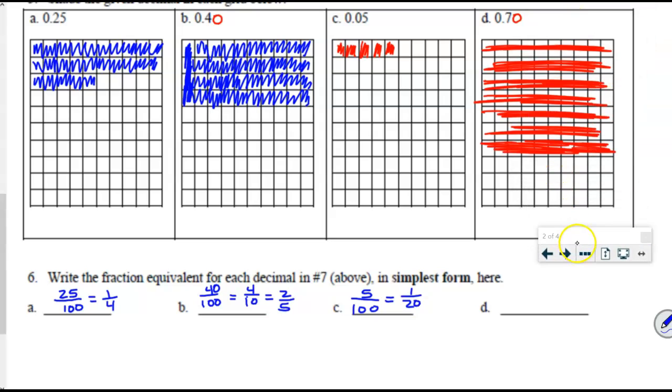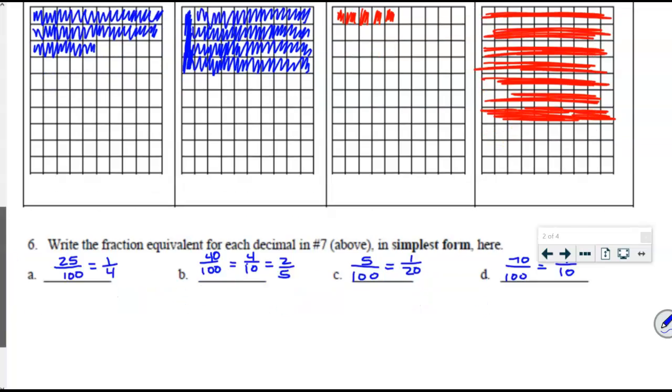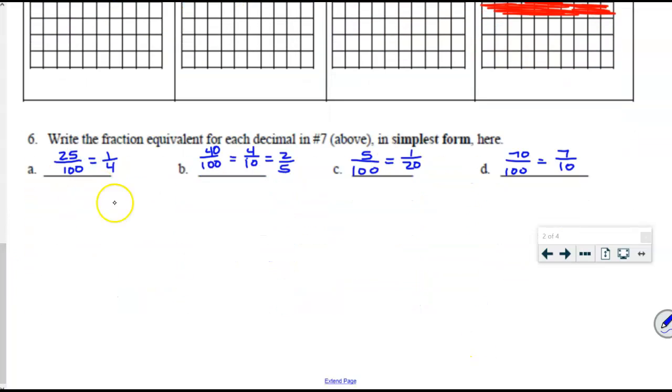And D. What is the fraction? Cal, you want to try it again? Yes, it is 7 tenths. It's 7 in the tenths place. Could we have written 70 in the hundredths place? Yeah. But then we'd still have to simplify it to 7 tenths. And this is simplified. So sounds like we need to have a conversation about simplifying fractions.